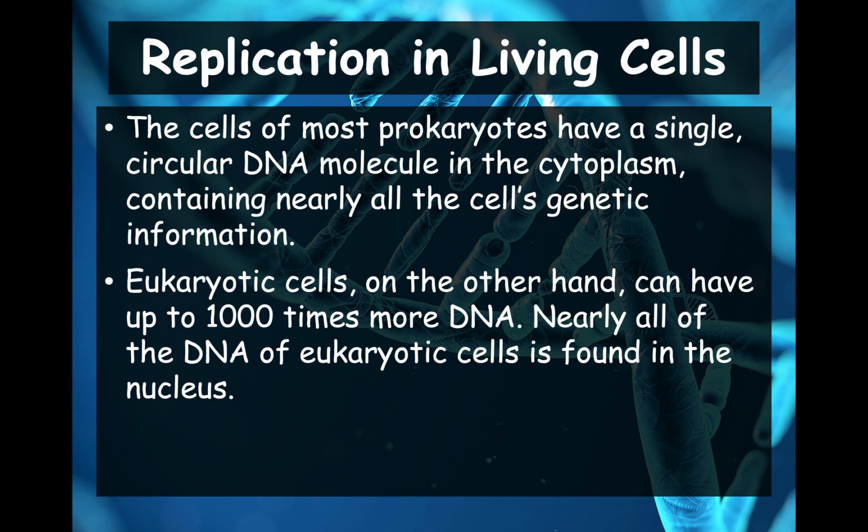Eukaryotic cells, on the other hand, can have up to 1,000 times more DNA. Nearly all of the DNA of eukaryotic cells is found in the nucleus. A little side note: it becomes super easy to map bacterial DNA and also to do experiments on bacterial DNA as opposed to human DNA, because human DNA is just so much bigger.